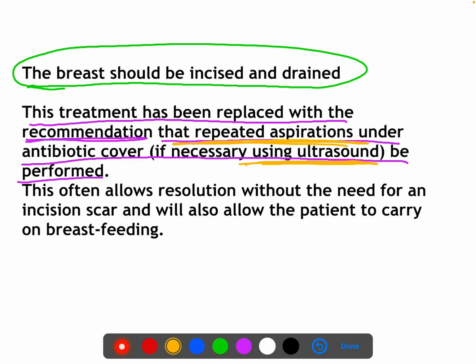وطبعا نعطي antibiotic وراها. This often allows resolution without the need for an incision scar. ليش؟ and will also allow the patient to carry on breastfeeding. ليش؟ لأن نستخدم على مود for cosmetic حتى ما يبقى incision موجود بالبريست of the female. So it is incision of the breast and drainage or multiple aspiration. Sometimes مرة أو مرتين نستخدمها، تعتمد على الأبسس هل صار له evacuation كامل أو ما صار evacuation كامل. طبعا بهالحالة لازم نعطي antibiotic after aspiration or after incision or drainage of the abscess.